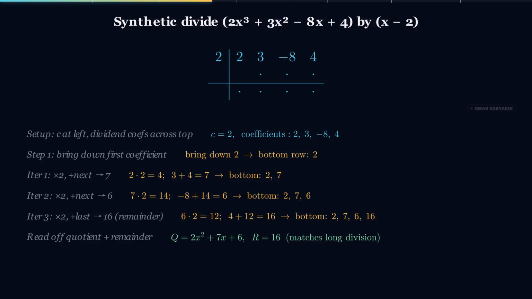The bottom row has 4 entries. The last entry is the remainder, 16. The first 3 entries, read left to right, are the coefficients of the quotient. The quotient is 2x squared plus 7x plus 6.